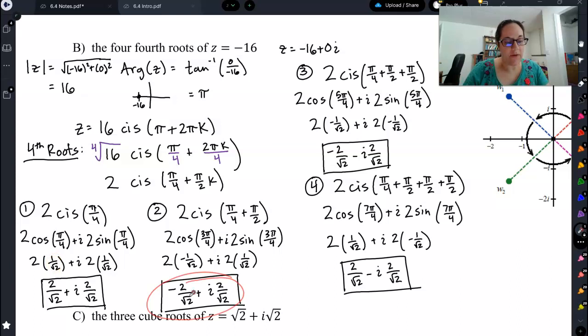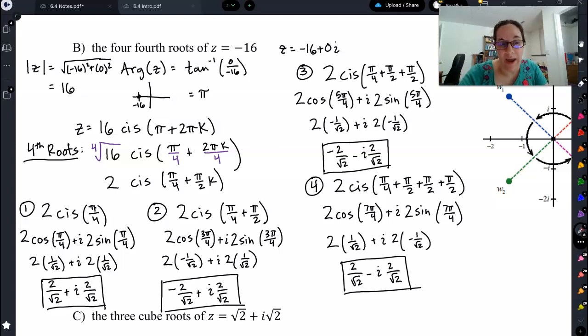But then you also get second root, third root, and fourth root. Once again, yours might look a little different if you used root 2 over 2 instead of 1 over root 2. But both are totally good. So that was a little bit more of a complicated one.